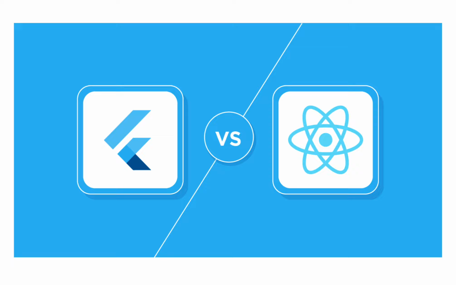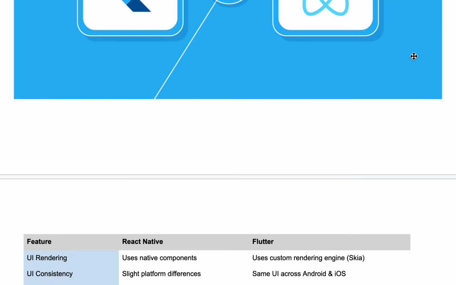Flutter is different. Flutter does not use the native UI components. Instead, it draws everything itself using its own rendering engine called Skia. That means every button, text, animation, and layout is fully controlled by Flutter. Now, because of this functionality, Flutter gives you extremely consistent UI across platforms, and your app will look almost identical on Android and iOS unless you customize it differently. So let's go into the details and see what different features they have and how they are comparable.